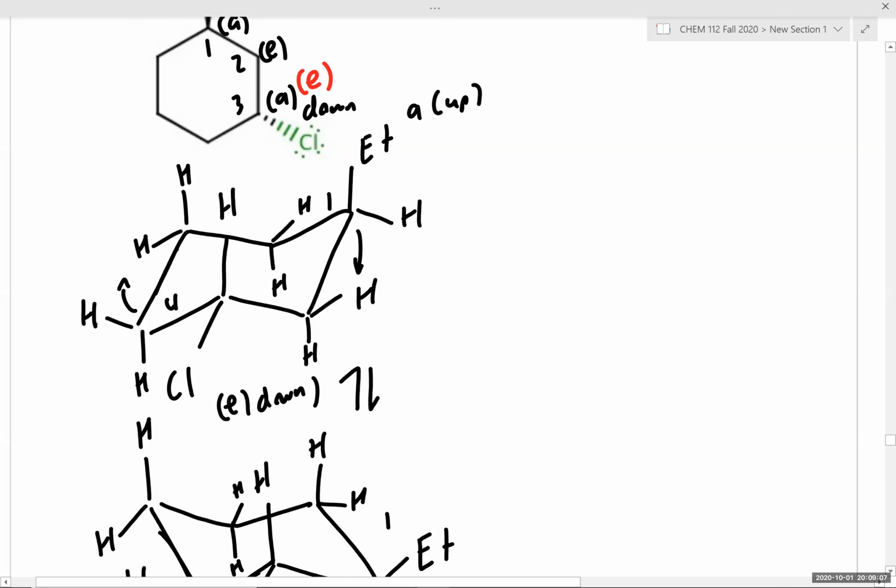Okay, so in our top structure, let's take a tally. What interactions do we have, and what are their energetic penalties? We don't have any adjacent substituents. So rather than calling them gauche, we'd call them diaxial interactions. And what kind of diaxial interactions do we have?